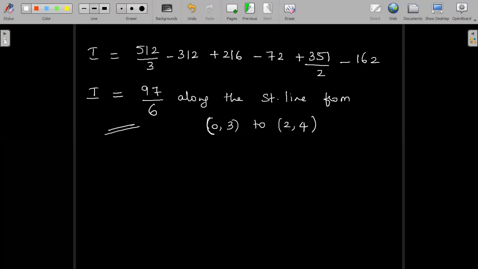So these are the basic problems in the line integral category. Hope you have followed these problems. Thank you for watching.